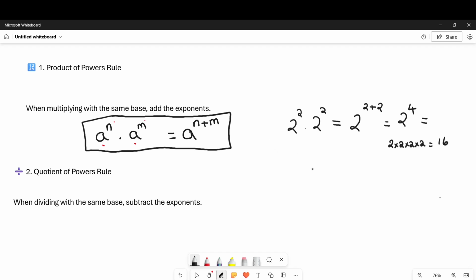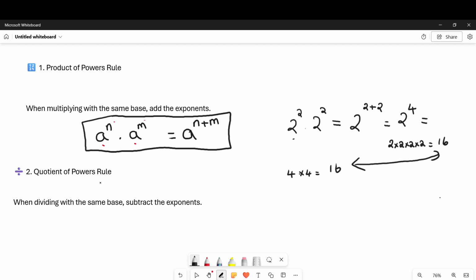Let's do this separately. What's the value of 2 to the power 2? It's 4, and 4 times 4 is equal to 16. So both are the same. We can say that applying the product rule gives the correct answer. This is how the product rule looks.